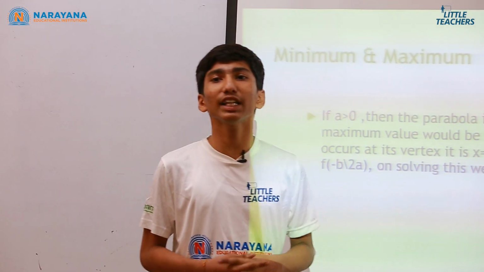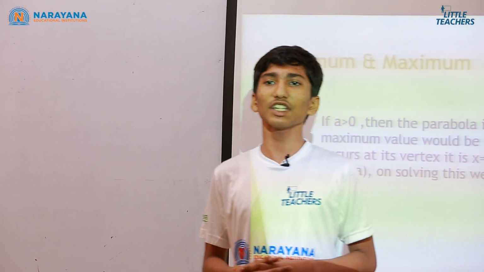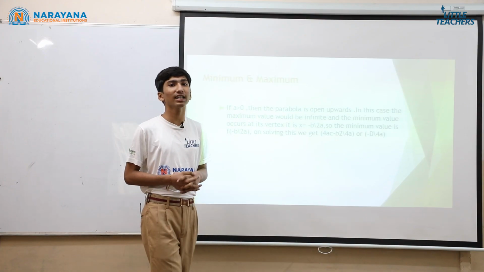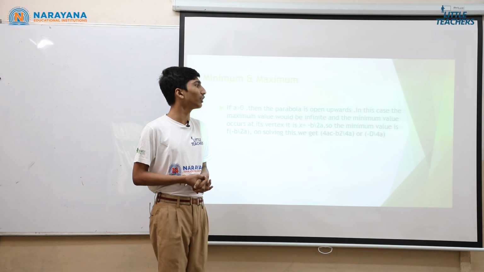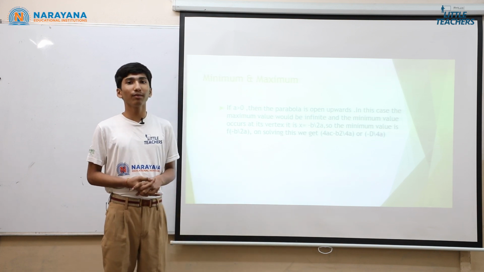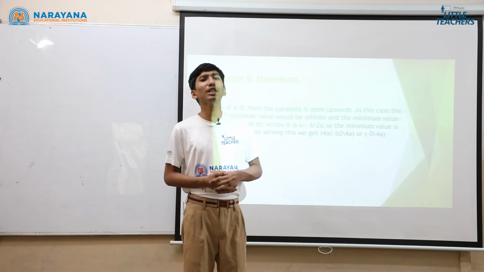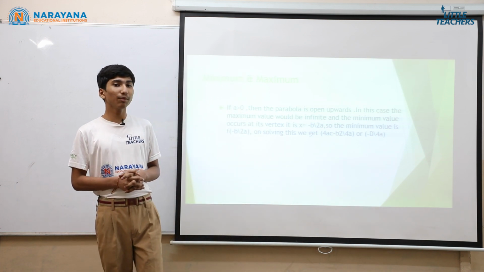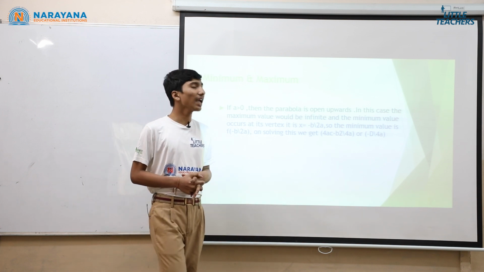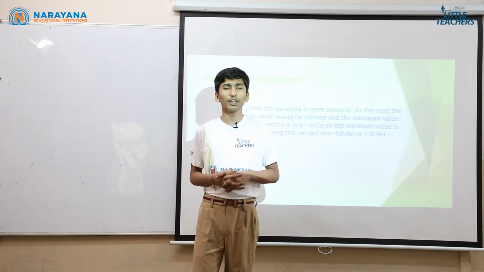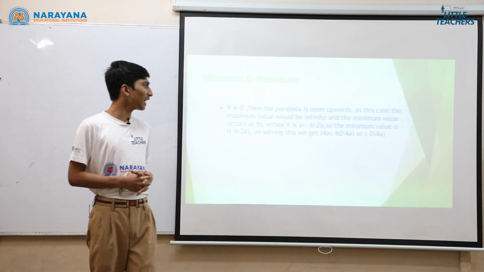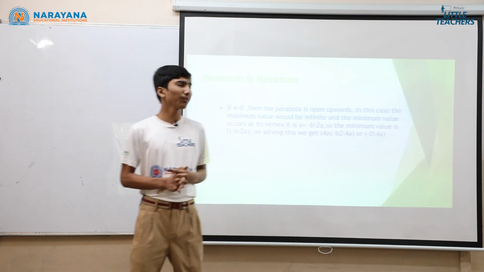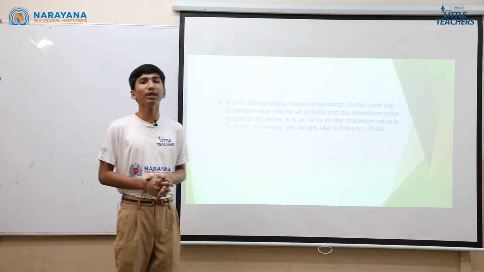Coming to the crucial and important topic of quadratic equations and expressions, that is, minimum and maximum value. As we all know, if a is greater than 0, then the parabola opens upward. In this case, the maximum value would be infinite, the vertex would be at x equals minus b by 2a, and the minimum value would be f of minus b by 2a. When we solve this, we get 4ac minus b square by 4a, or minus delta by 4a. This is called the minimum value.